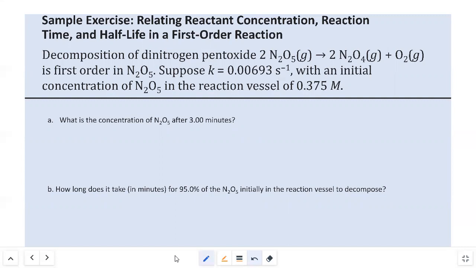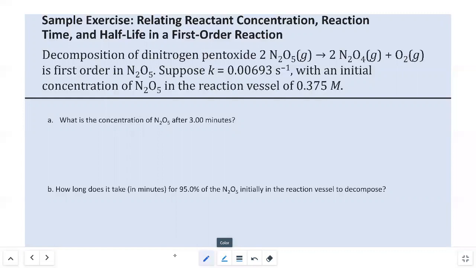All right, let's look at this sample exercise. The decomposition of dinitrogen pentoxide to dinitrogen tetroxide and oxygen is first order. Suppose that K is equal to 6.93 times 10 to the negative third reciprocal seconds with an initial concentration of 0.375 molar. What is the concentration after 3 minutes?